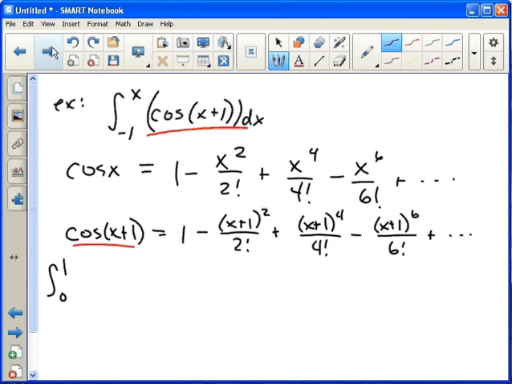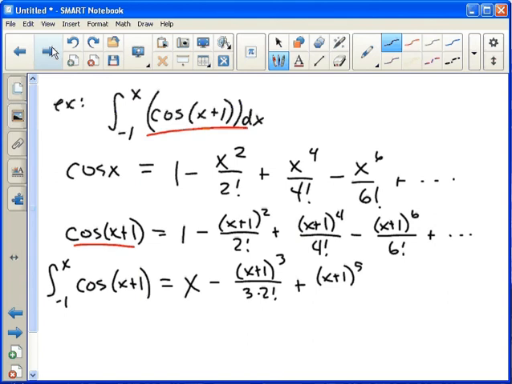Sorry, my boundaries were very wrong there. Let's try that again. Okay, so I need to take the antiderivative. So antiderivative of 1 is x. Here I'm going to add 1 to the exponent and divide by that number. I'm going to again add 1 to the exponent and divide by that number. Add 1 to the exponent and divide by that number.